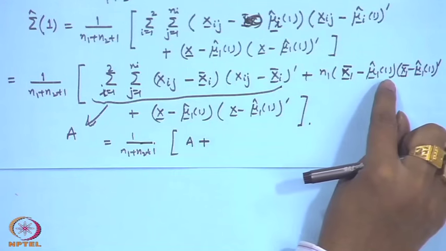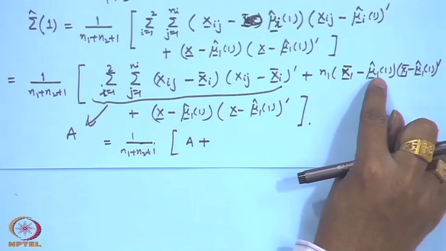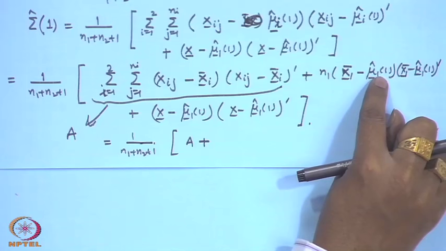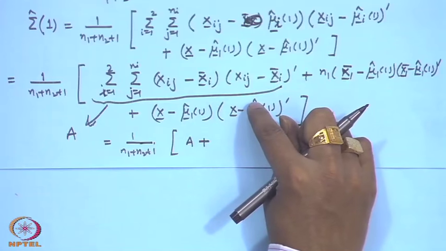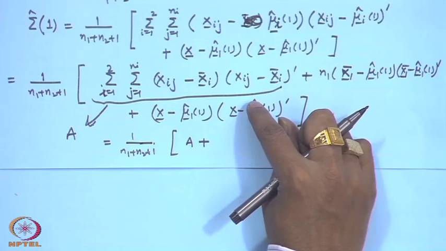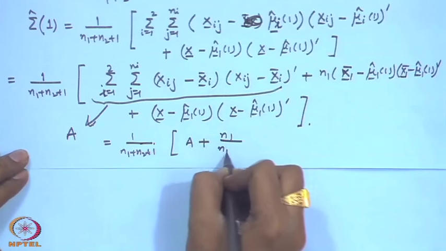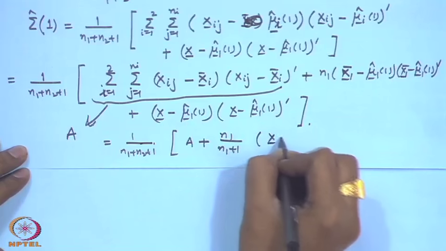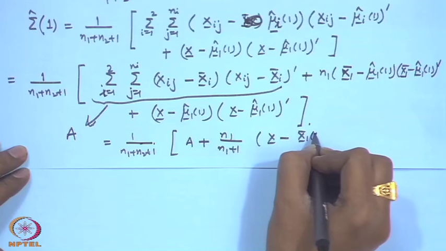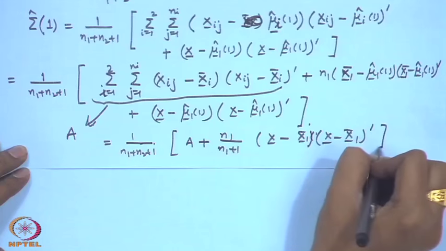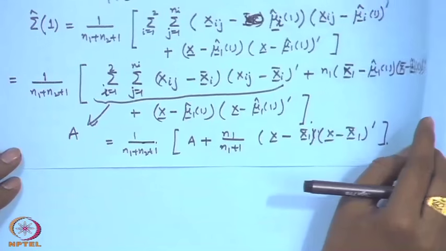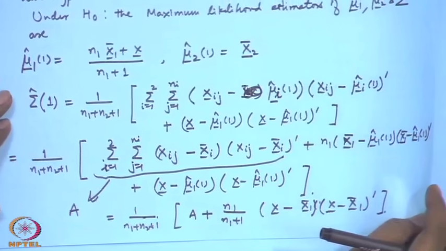If we do that, so basically if you look at this term here, then there is a mu 1 head prime which is coming here also, but here it is n 1. So, it will become n 1 plus 1. So, if you take it out and consider the division there, then we can express the terms as n 1 by n 1 plus 1 into (x minus x 1 bar)(x minus x 1 bar) transpose. So, you can see here that I am able to write down the maximum likelihood estimator.